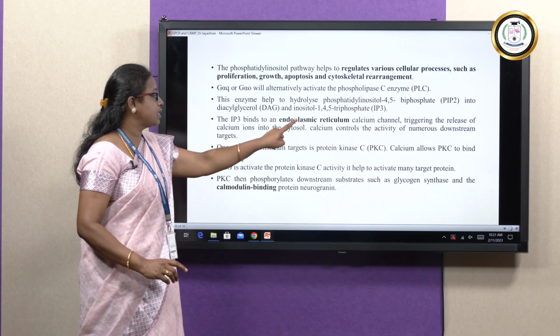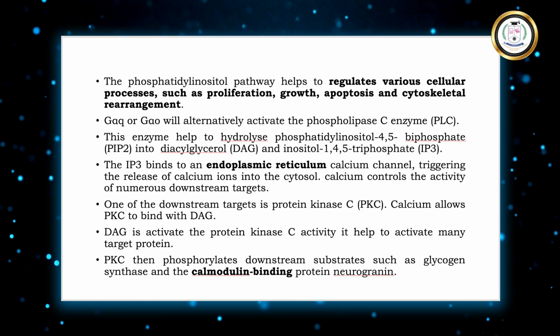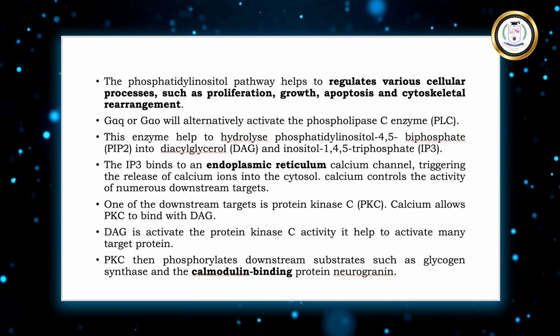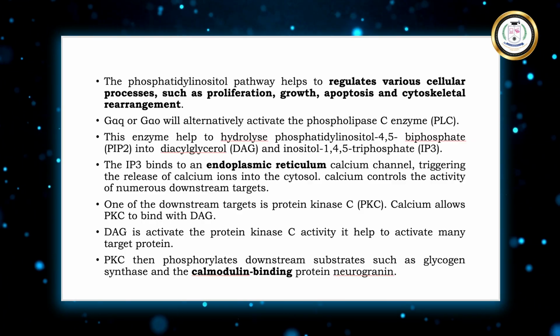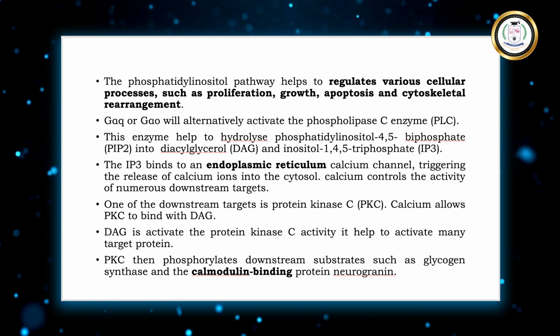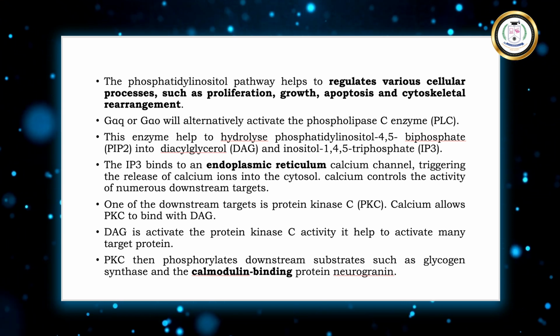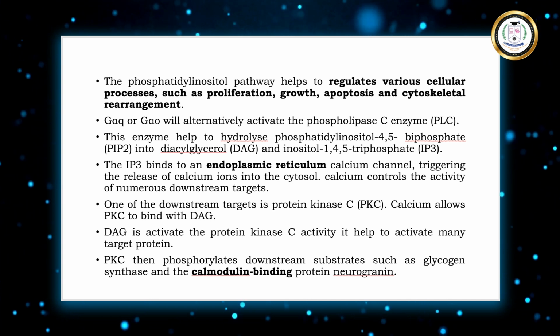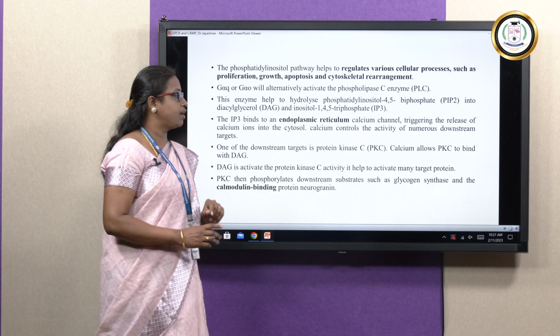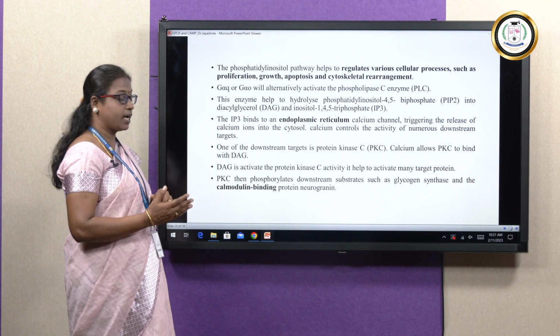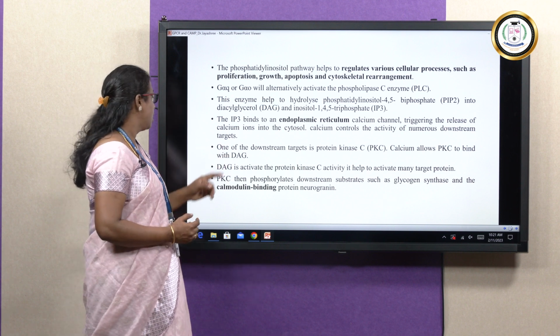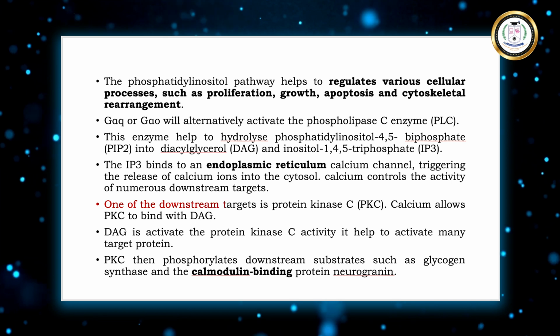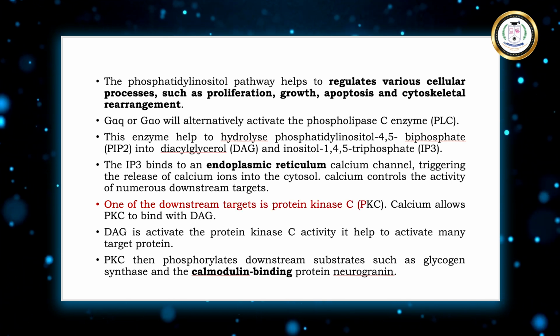What is the role of each? First we will see the IP3 role. IP3 binds with the endoplasmic reticulum. There is an ion channel present in the endoplasmic reticulum, and IP3 triggers the ion channel to release calcium ions into the cytosol. This calcium controls the activity of numerous downstream target proteins present in the cell. One of the important downstream targets is protein kinase C.